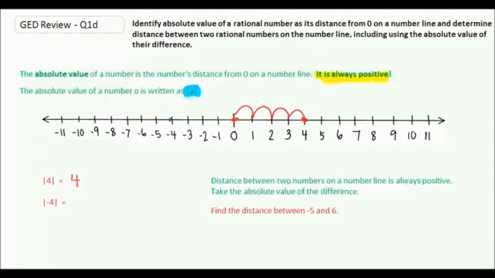If we're looking at negative 4, once again, here's 0. That would be 1, 2, 3, 4 spots away. So the absolute value of negative 4 is also 4.